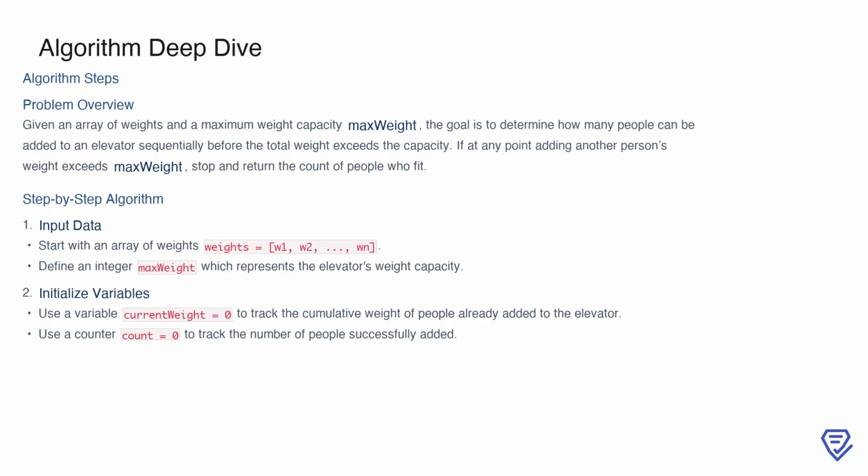To implement this, we start by initializing two variables, current weight, which will keep track of the cumulative weight inside the elevator, and count, which will count the number of people added. Both of these are initially set to 0. This setup ensures that we have a clean slate to begin evaluating the weights step by step.